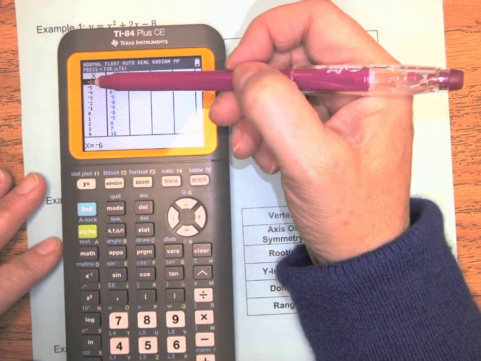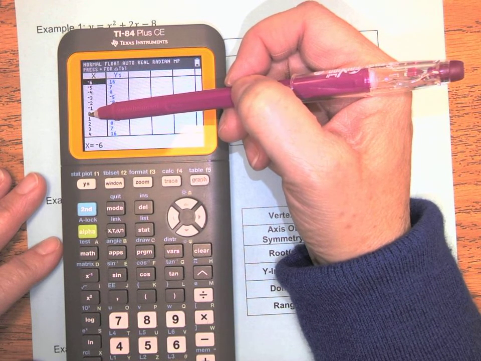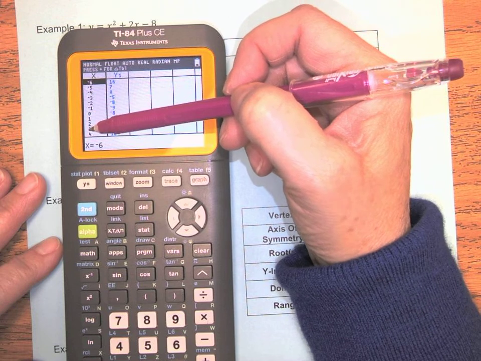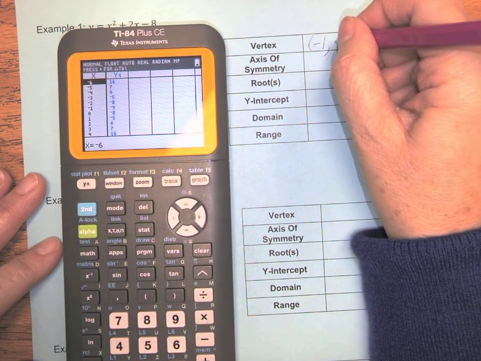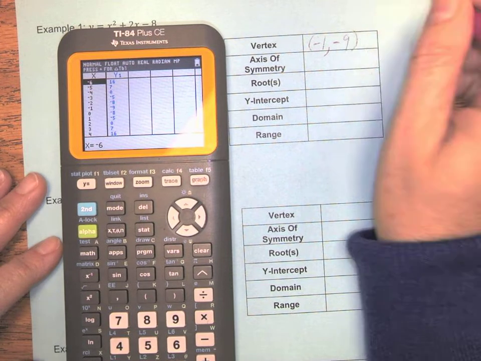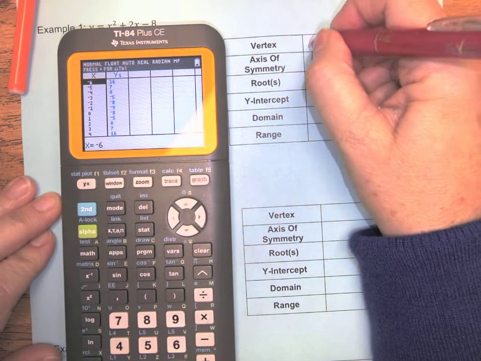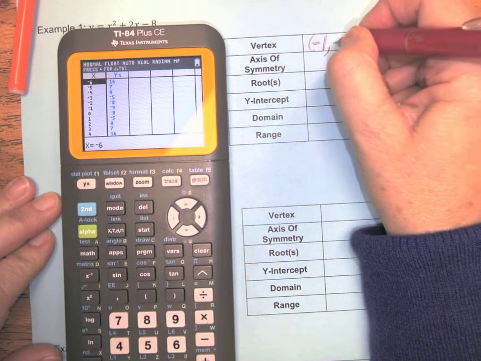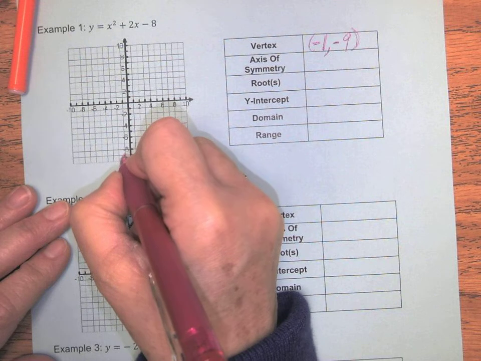Do you see how it's going -6, -5, -4, -3, -2, -1, 0? Then we turn around and go back up: 1, 2, 3, 4. So that's your symmetry point. So your vertex here is -1, -9, and that pen is dying. -1, -9. Let's graph that. -1, -9, way down here.